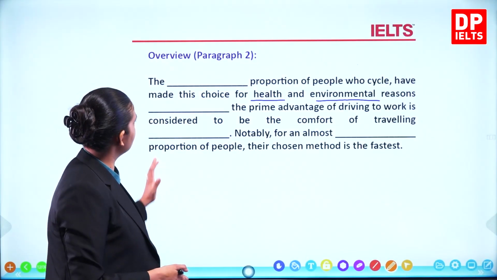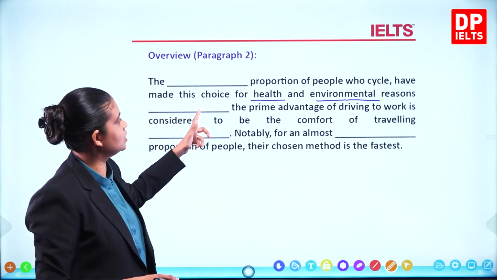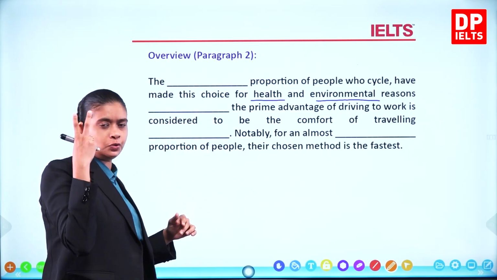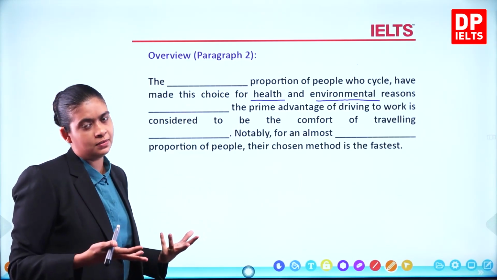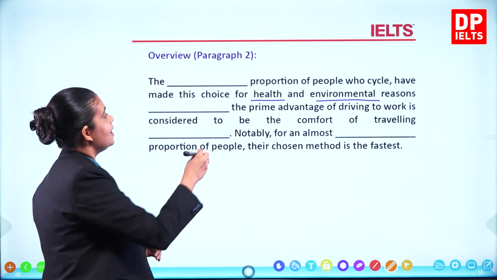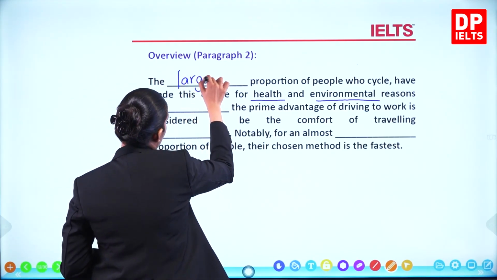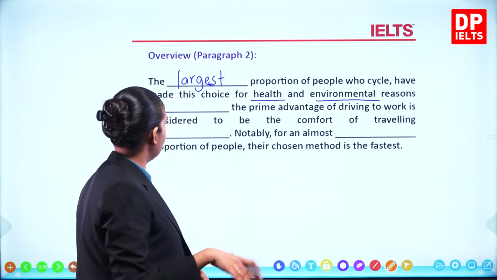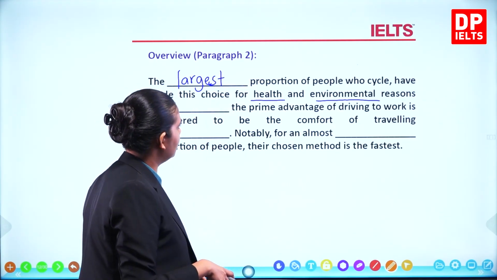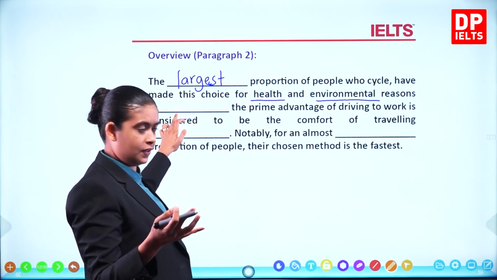So, having a look at this, the blank proportion of people who cycle have made this choice for health. Can you remember there were two reasons? One was for health and no pollution, environmental. So, that was the largest. Okay. So the largest proportion of people who cycle have made this choice for health and environmental reasons, and then the other side, okay?